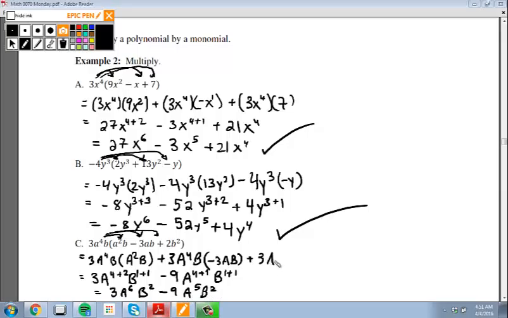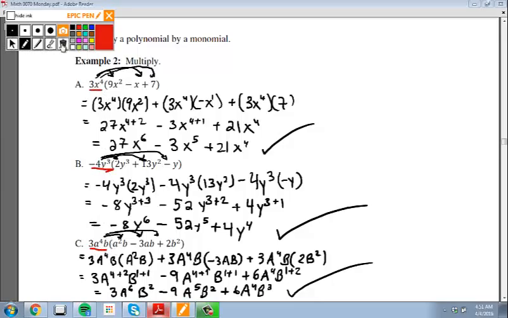Then plus 3a to the 4th b times the 2b squared now. So 3 times 2 is 6. A is still to the 4th, and b is to the 1 plus 2. So that's 6a to the 4th, b to the 3rd. Cha-ching! Alright, so again, these were still multiplying a polynomial by a monomial, or a one-term polynomial by something that had more than one term.